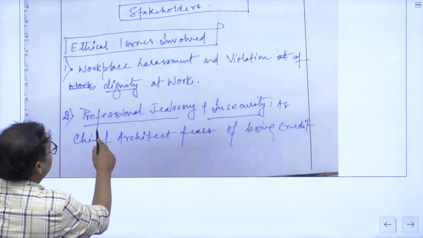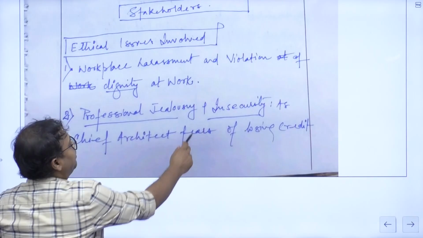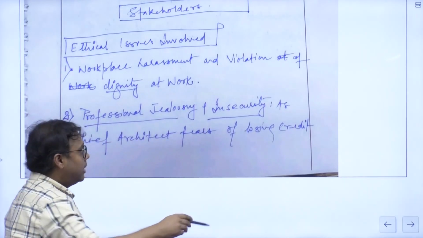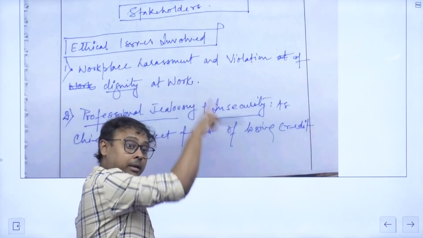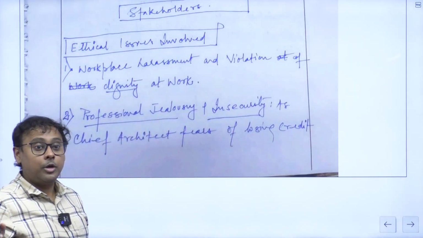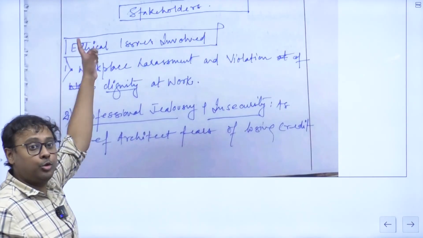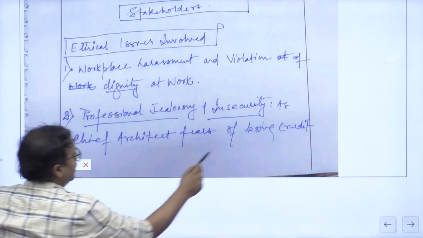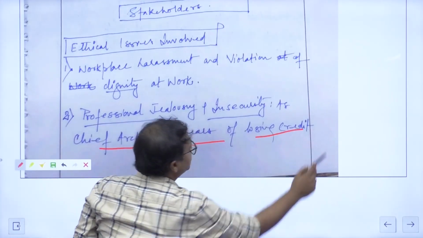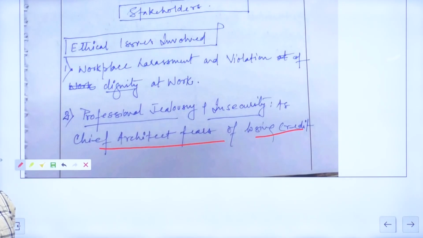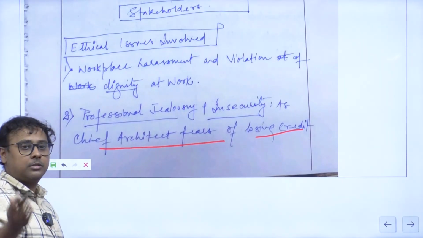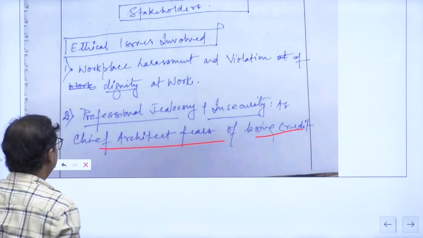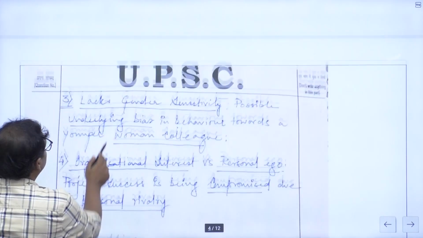So this is why there is a negative. Okay? Second is professional jealousy plus insecurity: as chief architect, fears of losing credit. Now here, I'm using my case study. Remember what I told you: the moment you revert back to your case, the moment you give such examples from the case, as chief architect fears losing credit, you are elevating your marks. You're breaching the 10, 11 marks. Okay? Chalo. What is the third issue?